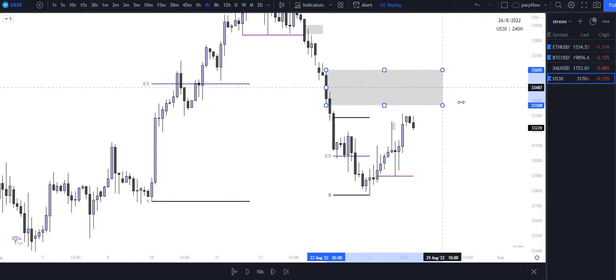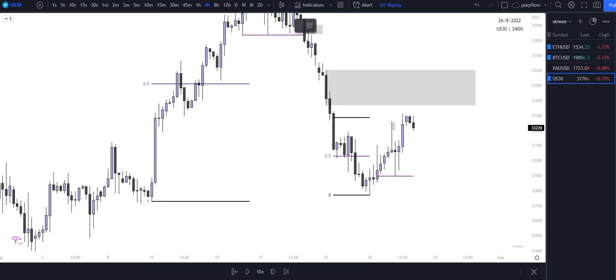Right here, right? So we could come up into these areas, take out the highs. Looks like we're creating more buy side liquidity as well, right? And then once that occurs, we can start to take this then to the downside.